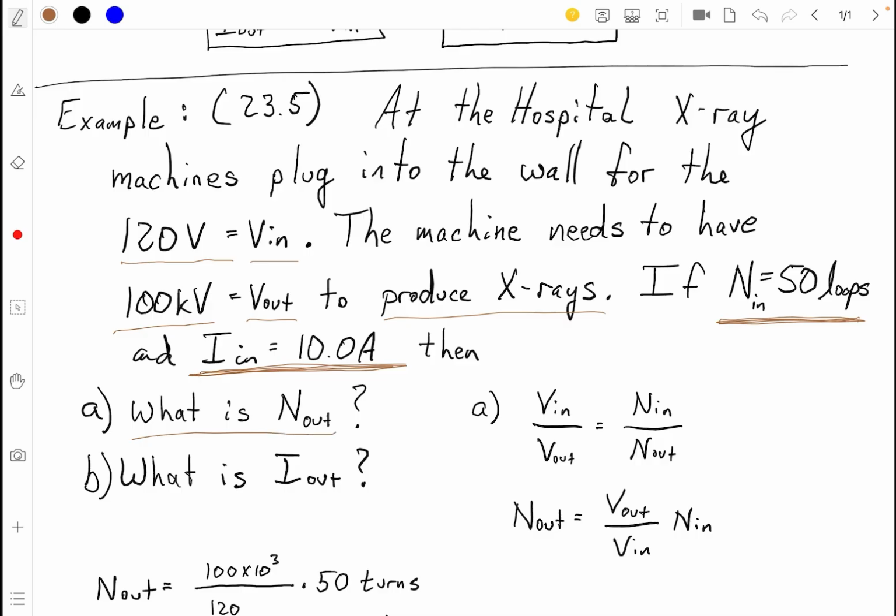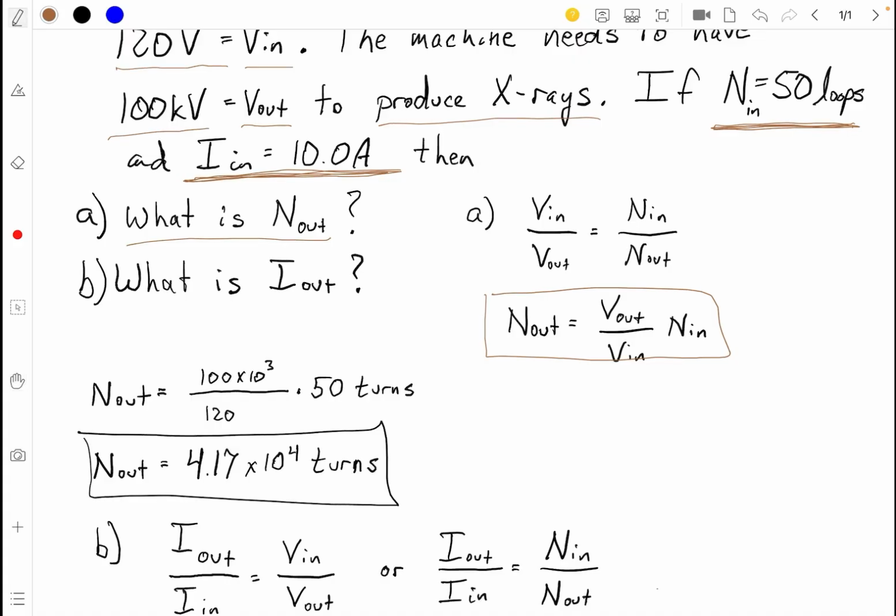Well, we can easily do the transformer equation and get that. And we're going to plug in those numbers, and N out is equal to 41,700 turns. Okay, so that's a lot, right? You have 50 on one side and 41,000 on the other side. So that's a lot.